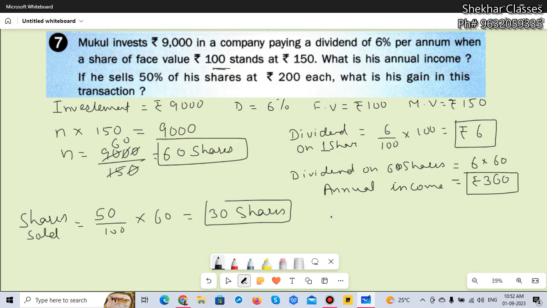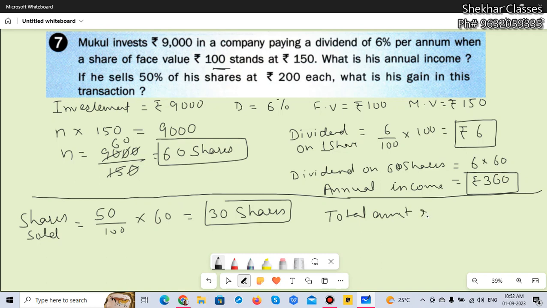And what is the price of one share? 200. So the first part is done here, you can just mark it as done. Second part, total amount received here will be how much? 30 into 200, that is 6,000 rupees. On selling those 30 shares he has received 6,000 rupees.